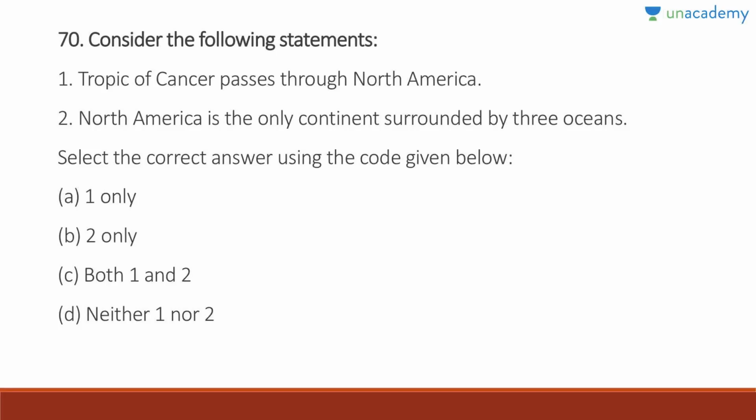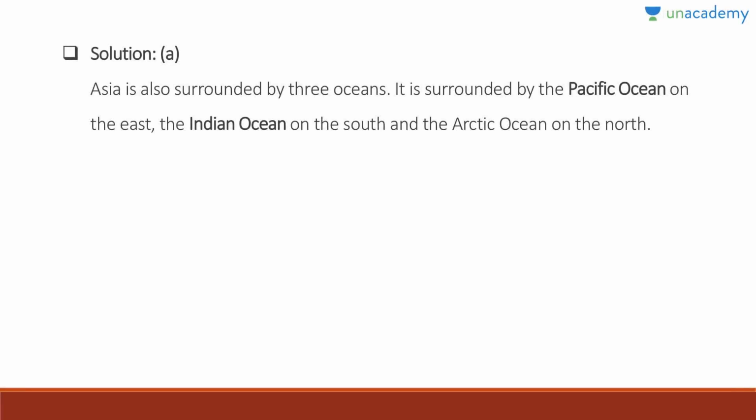Question number 70. Consider the following statements. Tropic of Cancer passes through North America. Yes, this is correct. North America is the only continent surrounded by 3 oceans. While Asia is also surrounded by 3 oceans: Pacific Ocean on the east, Indian Ocean on the south, Arctic Ocean on the north. So answer here is A, one only, second is wrong. So Asia is also surrounded by 3 oceans, Pacific, Indian and Arctic.